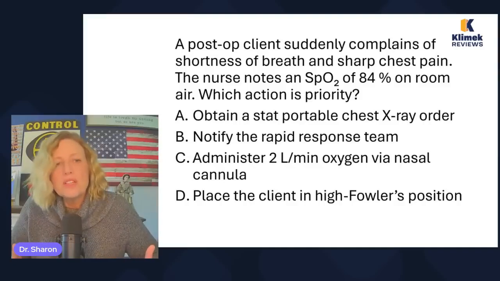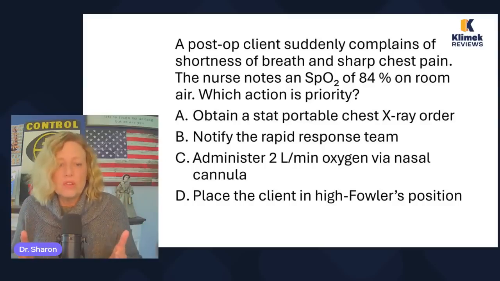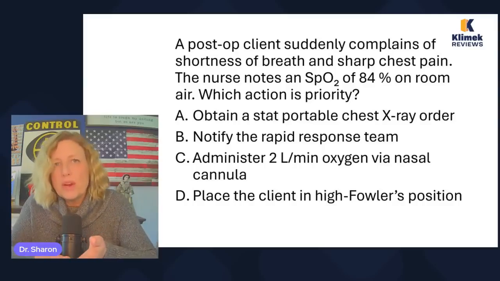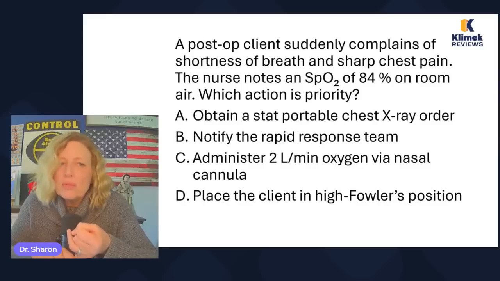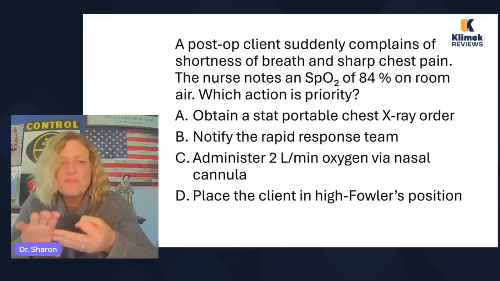So this is a prioritization question where they say, what is the most important thing to address? So there's a couple ways to prioritize. You can do acute versus chronic. Well, all of these are acute problems. The shortness of breath is acute, the chest pain is acute, and the SpO2 is acute. So I can't use acute versus chronic.